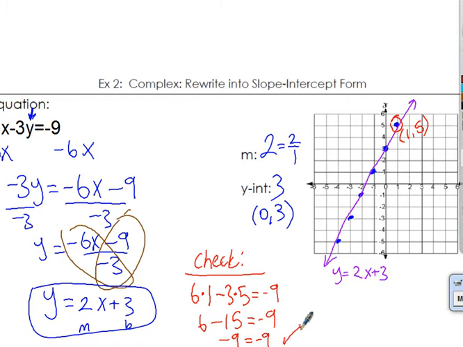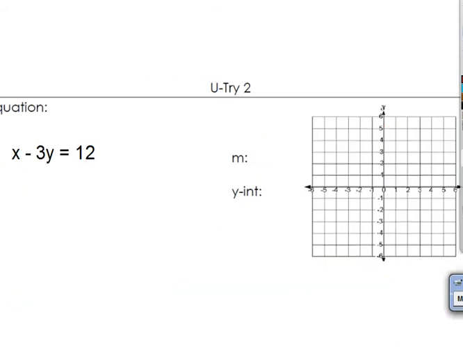If I do not find a true result at the end of my original equation, it may mean a couple things. It may mean that we got this equation incorrectly, or we got the slope or y-intercept incorrectly, and then we might have ended up with the wrong graph. If you end up with a true result at the check on the original equation, that means everything was correct. Here's your next try.